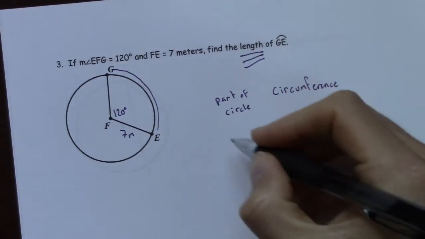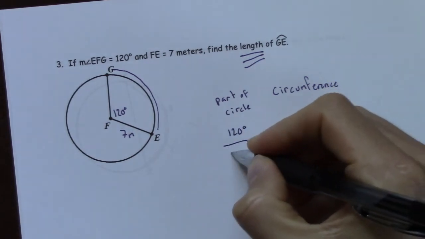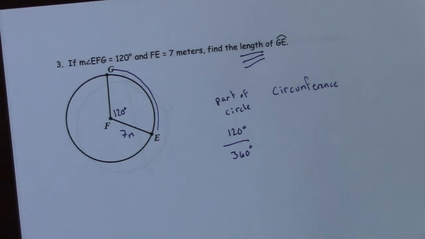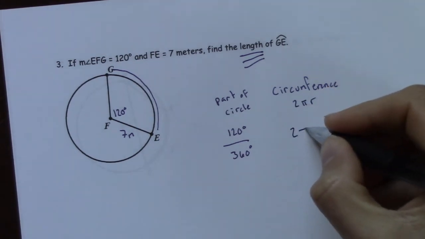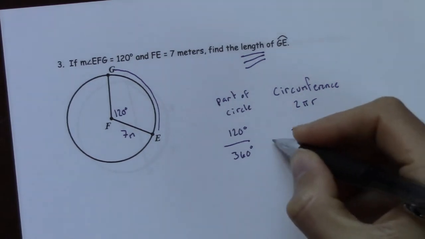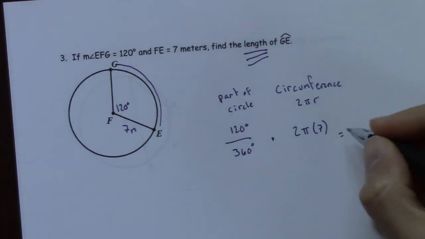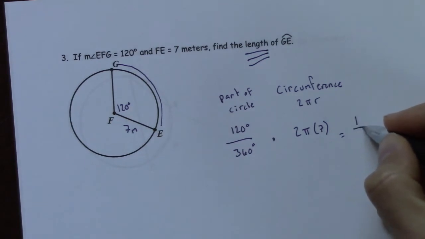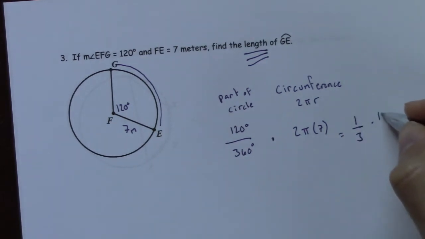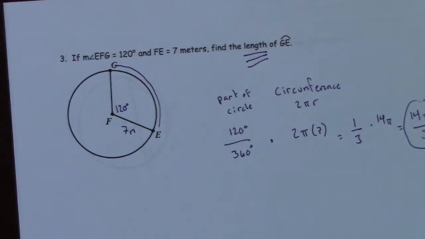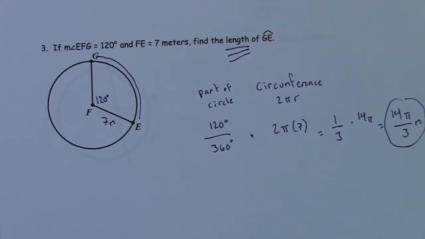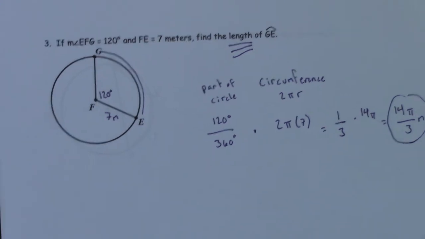Okay. So the part of the circle is going to be the 120 degrees over the 360 for a whole circle. Circumference we should recognize as being 2 pi r. So when we use that as our formula, we've got 2 pi times our radius of 7. So when we multiply those two together, you've got 120 over 360 is 1/3. 2 times 7 is 14 pi. And sure enough, we can just leave our answer as 14 pi over 3. Technically throw meters on there, because the whole point is we are dealing with arc length. Moving on to part 4.